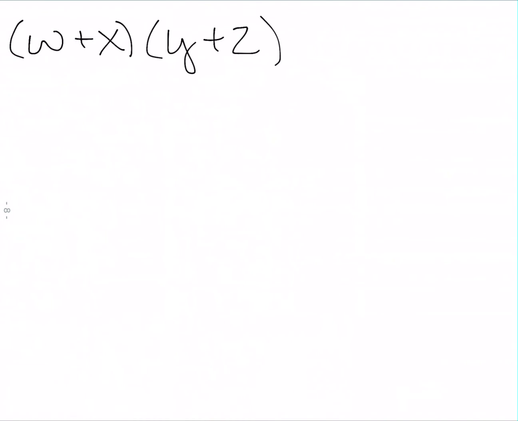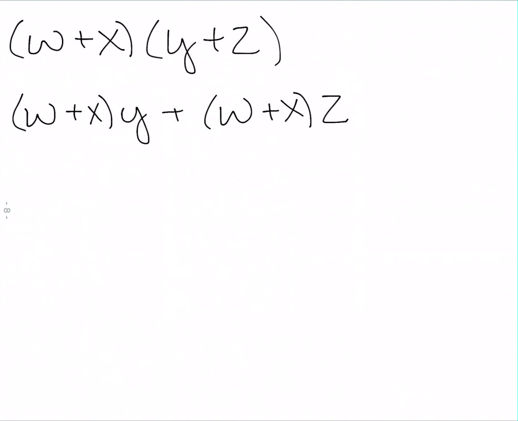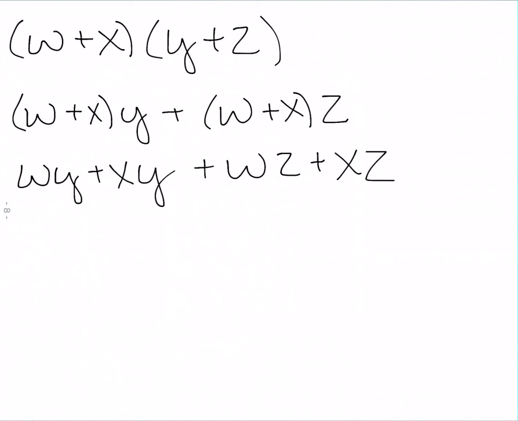(w plus x) times (y plus z). So my distributive property tells me that I can do (w plus x) times y, and I can also do (w plus x) times z. I can then use my distributive property again. I could rewrite this as wy plus xy, and I could rewrite the next one as wz plus xz. So it is possible to use the distributive property multiple times.